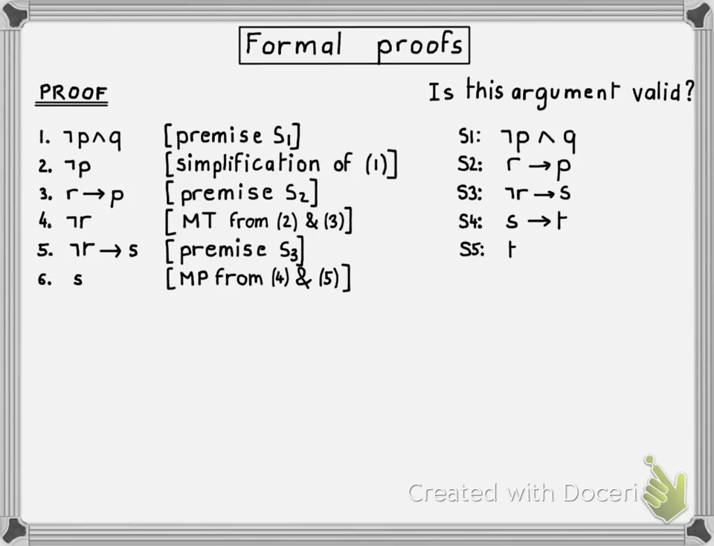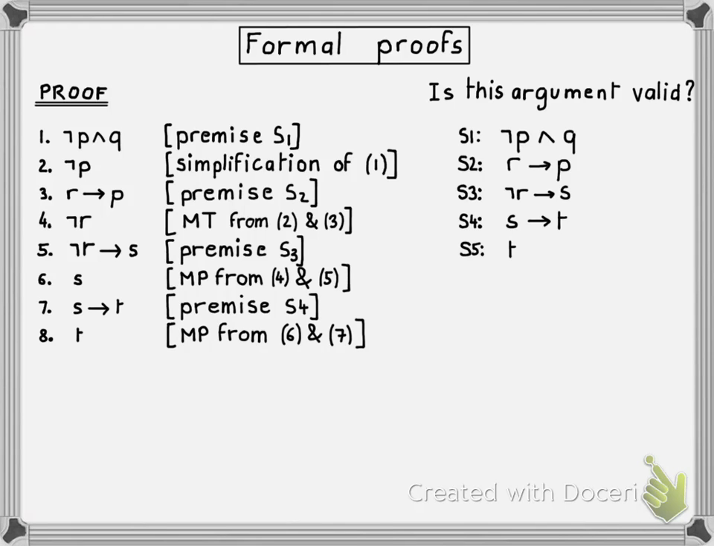So how long do we keep going? Well, we keep going until we reach the conclusion of the argument that we are trying to prove, namely T. So what can we do with S, which is the last inference we made? Well, it seems like it would be useful to combine S with the next premise we haven't used yet, which is S4. So let me add it as the next step in the proof.